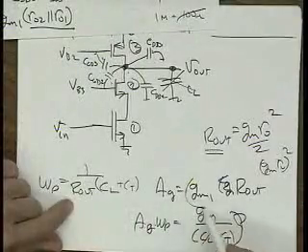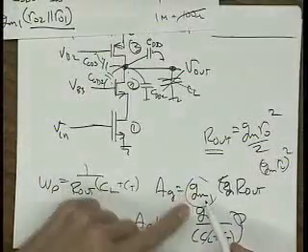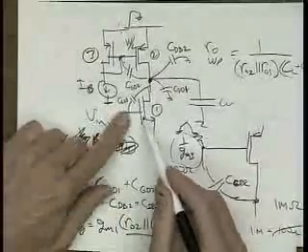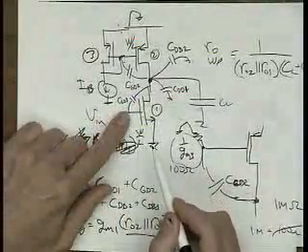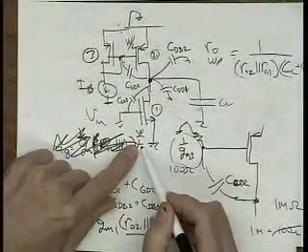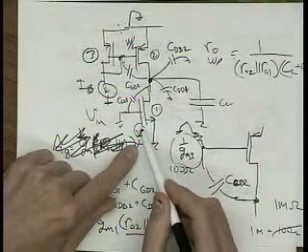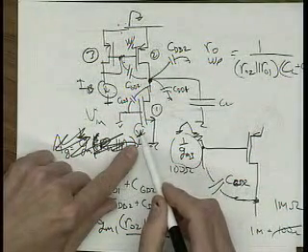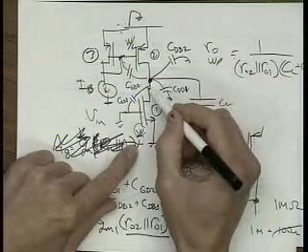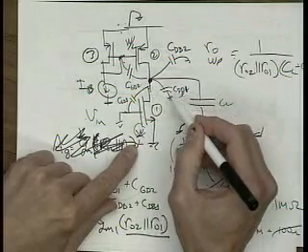Okay? If I make GM really big, I make the W over L of this really big. So how do I do that? Well, I make the minimum size L, and I make a really big W. If I have a really big W, what's that going to do? This CDB is going to get really big, right?